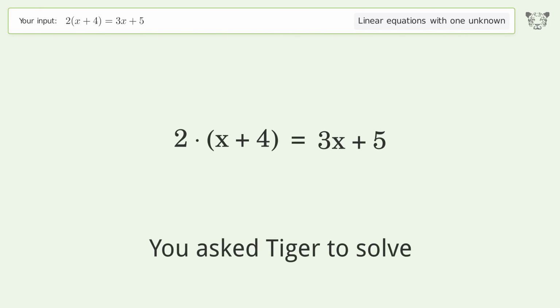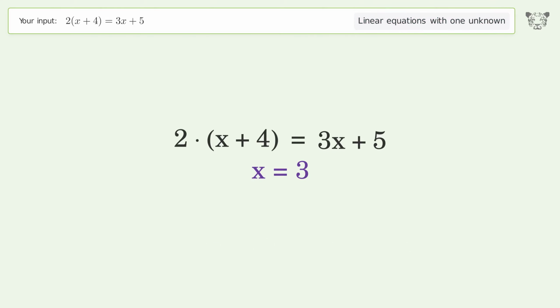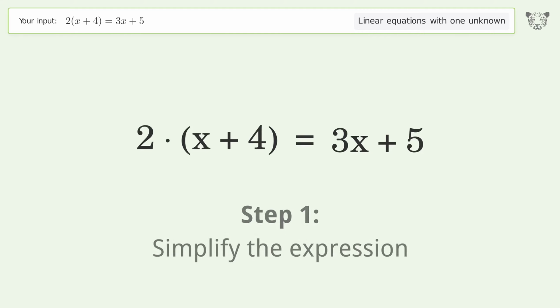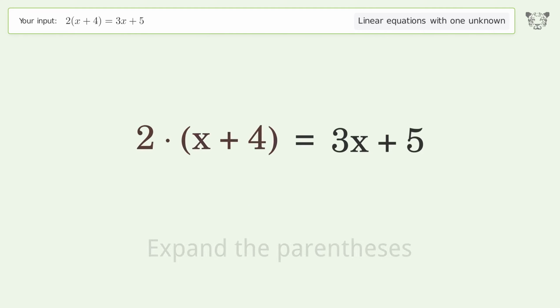You ask Tiger to solve this. This deals with linear equations with one unknown. The final result is x equals 3. Let's solve it step by step. Simplify the expression. Expand the parentheses.